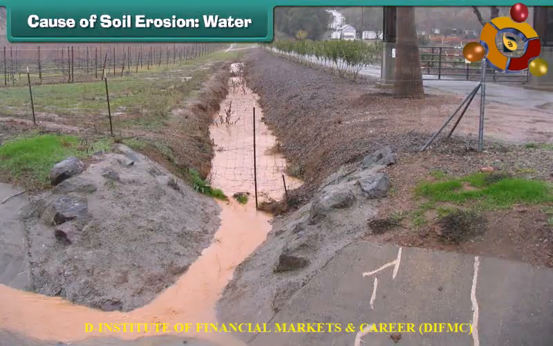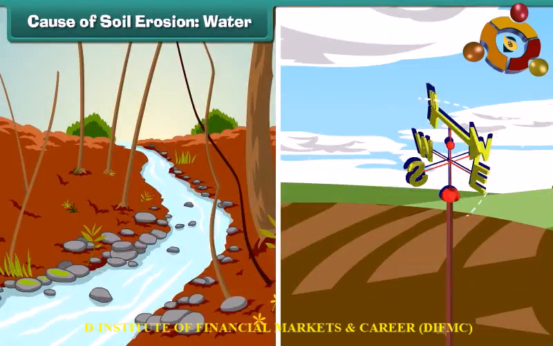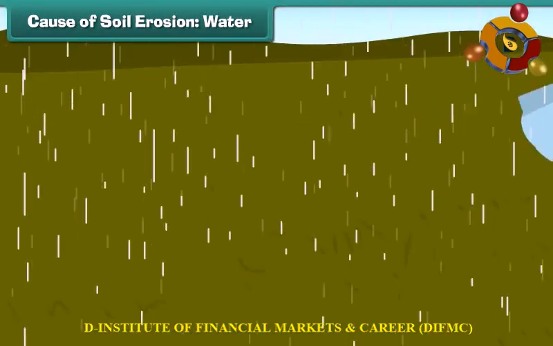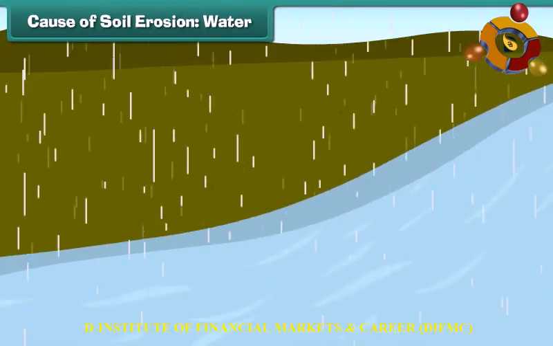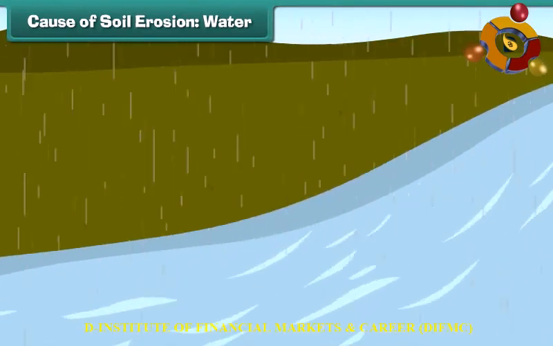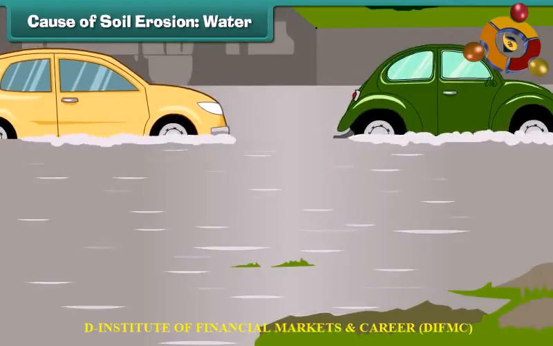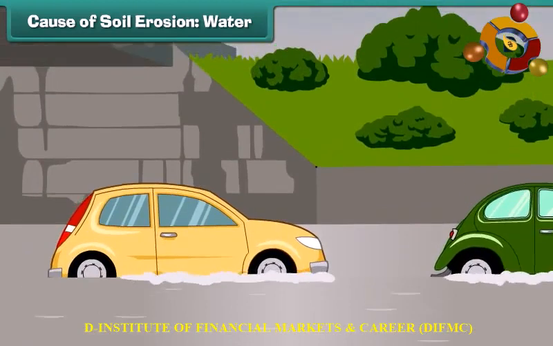Friends, come let us know the factors which cause soil erosion. The most common factors are water and wind movements. Water flowing through ground carries away soil with it. During rain, the soil particles are detached by raindrops. These soil particles are carried away by the running water. Floods are also the main cause behind the soil erosion.